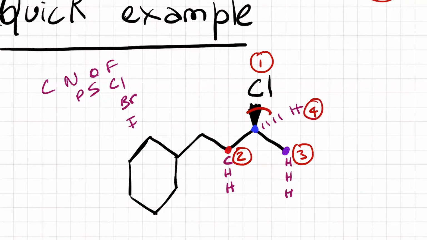So 1, 2, 3, what is this? S. But before we move on, is chlorine, which is the element with the first priority, in the front or in the back? Is it on the wedge or on the dash? Here it's under the wedge, so that one, S, is the final configuration.